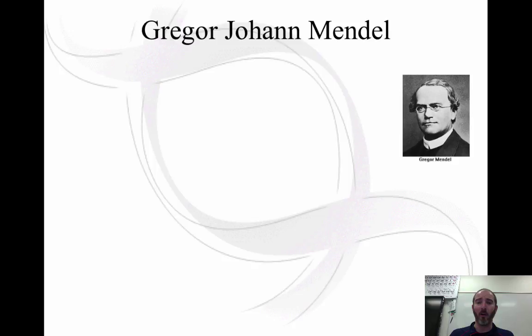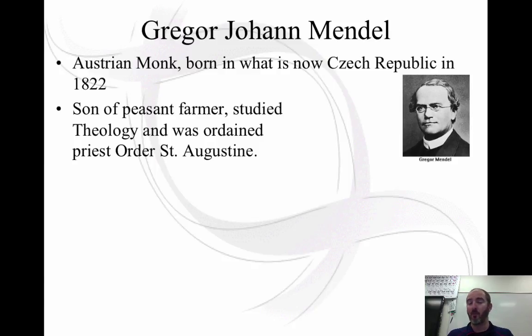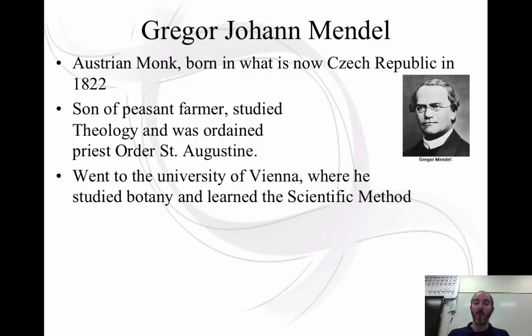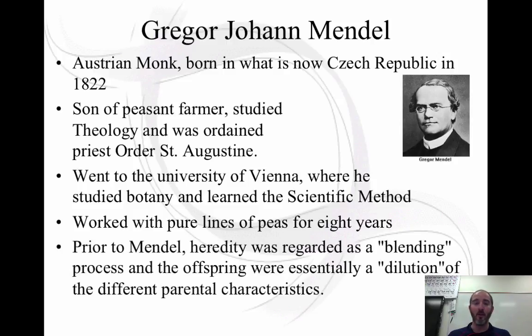A little background behind Mr. Mendel. He was born in 1822. He was the son of a farmer, and he was actually an ordained priest. And so he studied botany and learned how to use and apply the scientific method. And so he decided to investigate this passage of traits from one generation to the next through a pure line of pea plants.